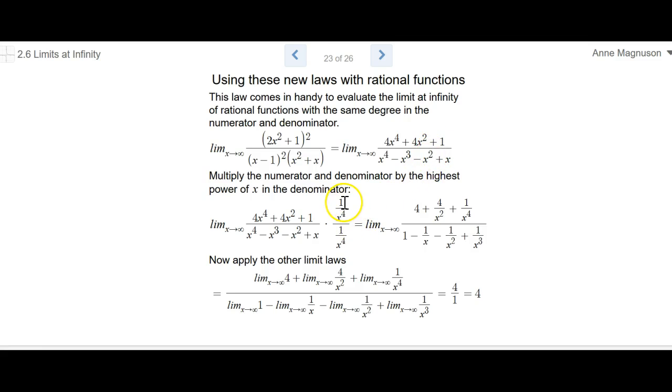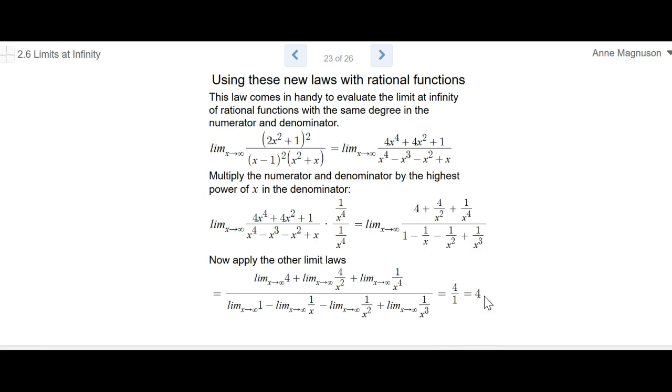So we use this rule of multiplying by 1 over x raised to the highest power of the denominator. And look what happens when we do that. All the other terms except for the leading terms in the numerator and denominator are going to go to 0 as x goes to infinity, because they all have x to a power in their denominators. So this is going to end up going to 4 over 1, which is just 4.